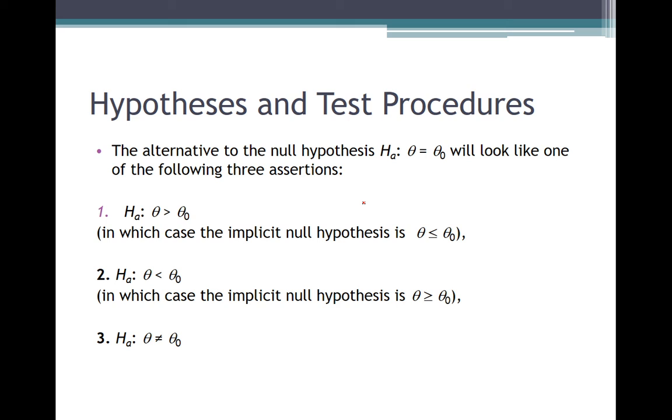So the idea is your null hypothesis will generally be theta equal to theta naught. And either you're going to have theta bigger than theta naught, in which case the implicit hypothesis is less than or equal to that. Or theta is less than, my true parameter is less than what I'm claiming it to be, in which case my null hypothesis is really saying it's greater than or equal to, or they're not equal to each other. So that's a two-sided interval. That's generally the setup in the big five and all the rest of them that come later.